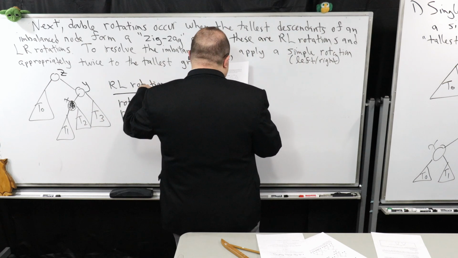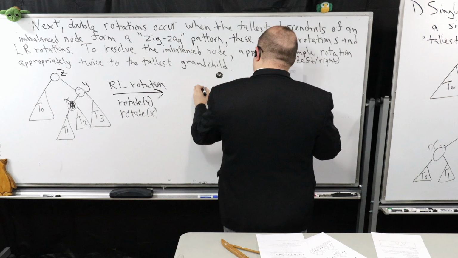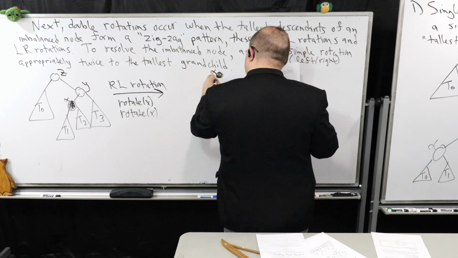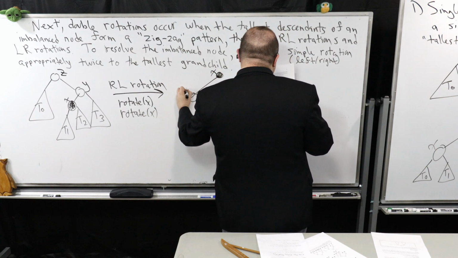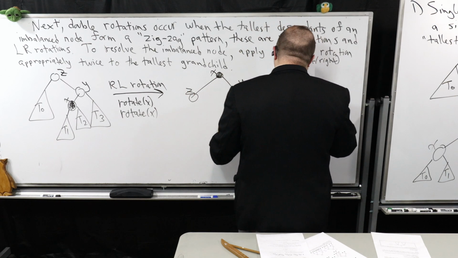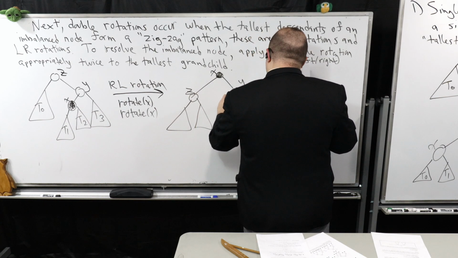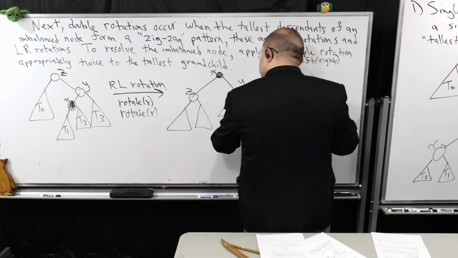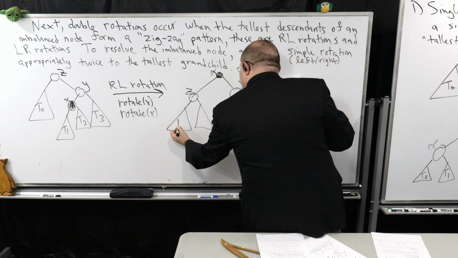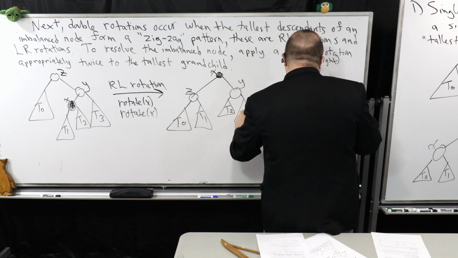So if I do this, what happens? If you walk yourself through this process, you'll have X at the top here. Then you'll have Z. Then you have Y. And then you'll end up with T0, T1, T2, and T3.